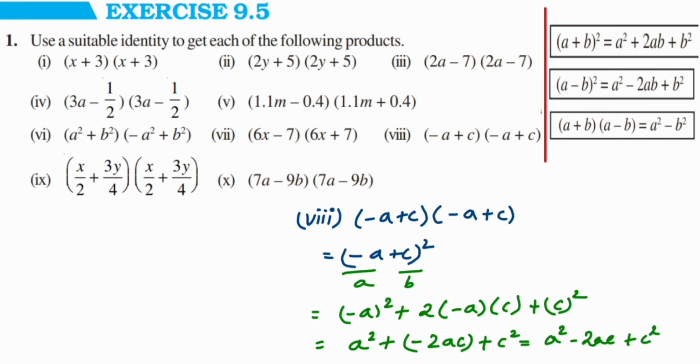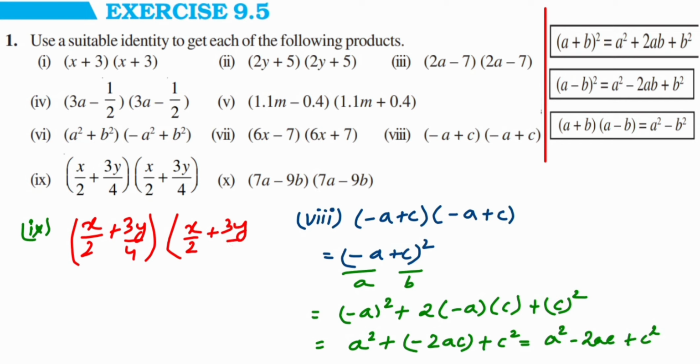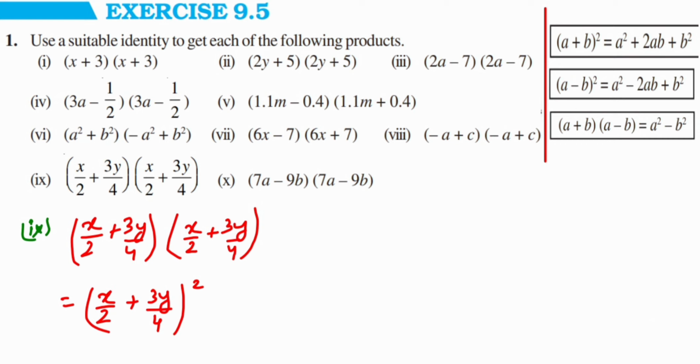So here, the ninth problem, x upon 2 plus 3y upon 4 into x upon 2 plus 3y upon 4. Now this is equal to x upon 2 plus 3y upon 4 whole square, because the binomial terms are the same, we can multiply and we'll get a square. Now we're going to apply the identity. So here in place of a we have x upon 2, in place of b we have 3y upon 4.